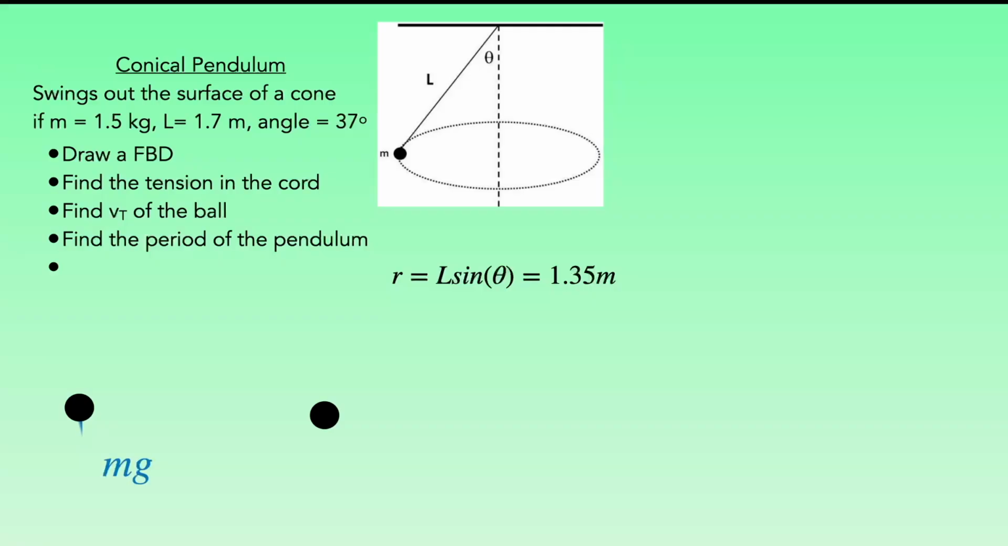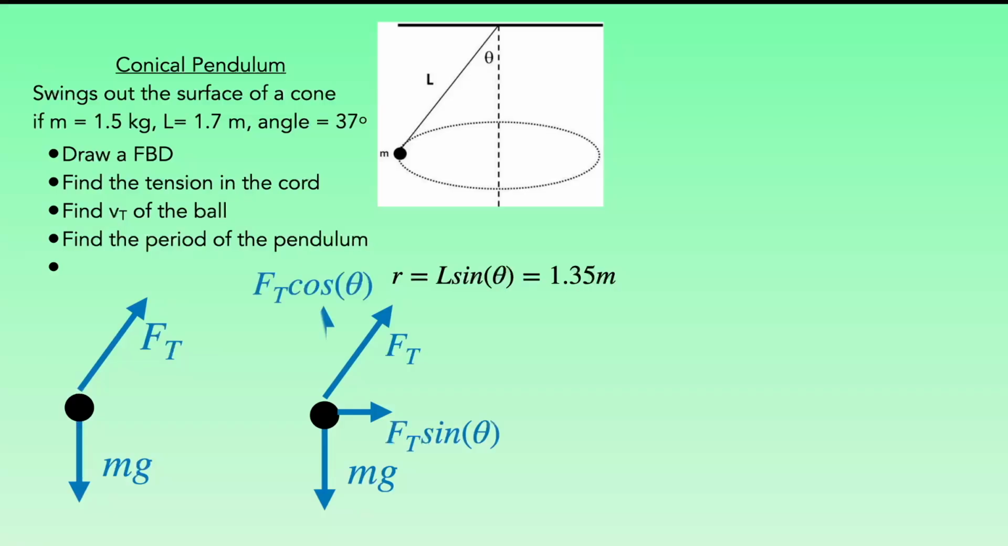So free body diagram's easy. mg, the only other thing is tension. That's easy. So our frame of reference is going to be to the right as acceleration is to the right there when it's over in that spot. So we have to break that up appropriately. Okay. So ft sine theta and ft cosine theta. Remember, it's the sine of theta because it's the opposite of that angle.